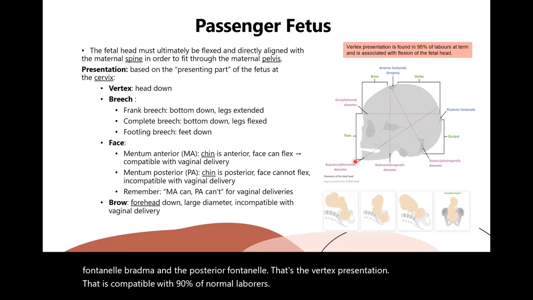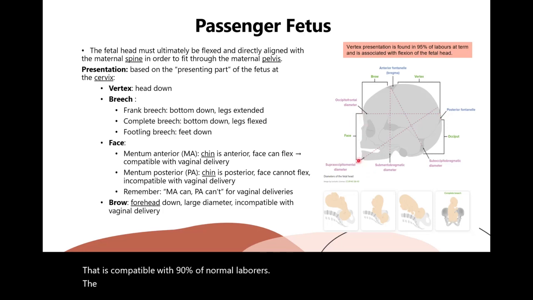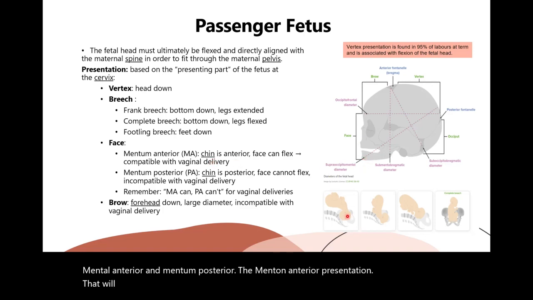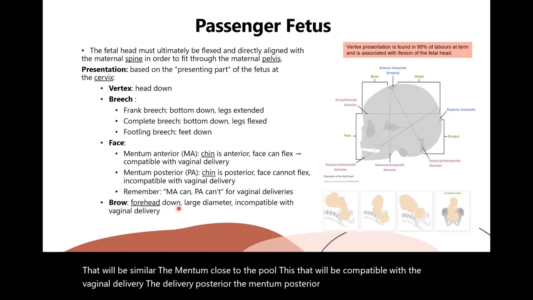The face presentation will have mentum anterior and mentum posterior. The mentum anterior presentation, the mentum close to the pubis, will be compatible with vaginal delivery. But the mentum posterior is not. So remember, MA can, PA can't, not for vaginal deliveries.